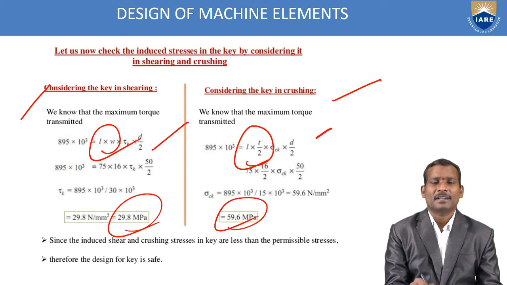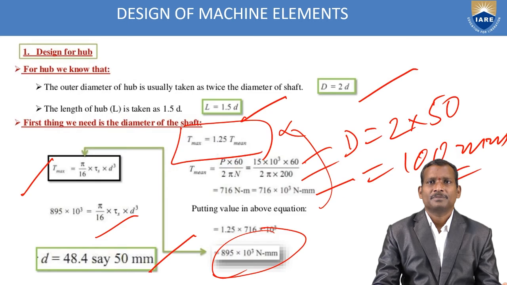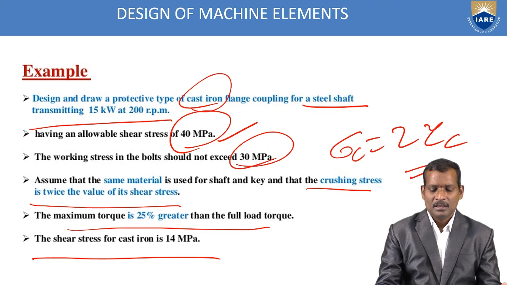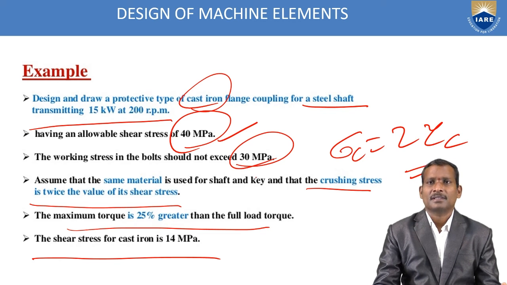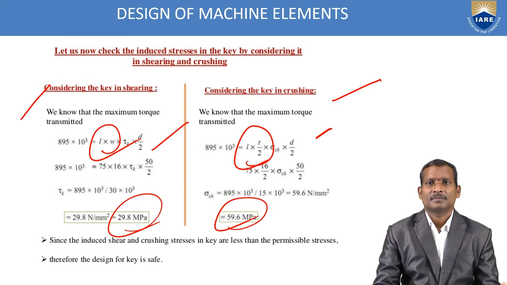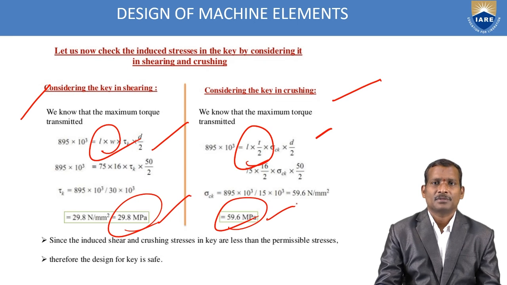Since the induced shear and crushing stresses in the key are less than the permissible stresses already given in our problem, how much is given? The shear stress is 30 and the crushing stress is 60, two times the shear stress. So this one is less than 30 and this one is less than 60. So the above design for the key is safe.